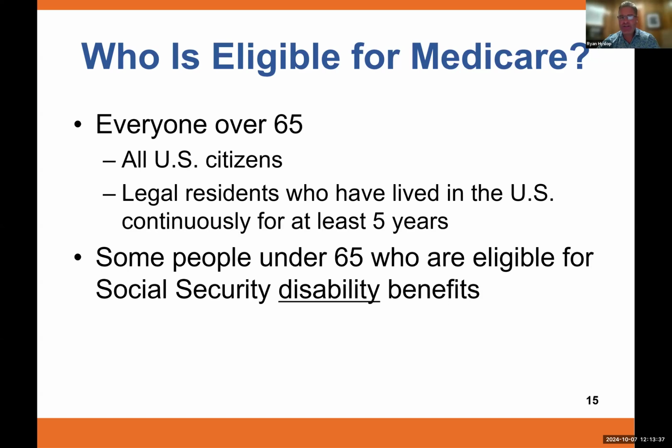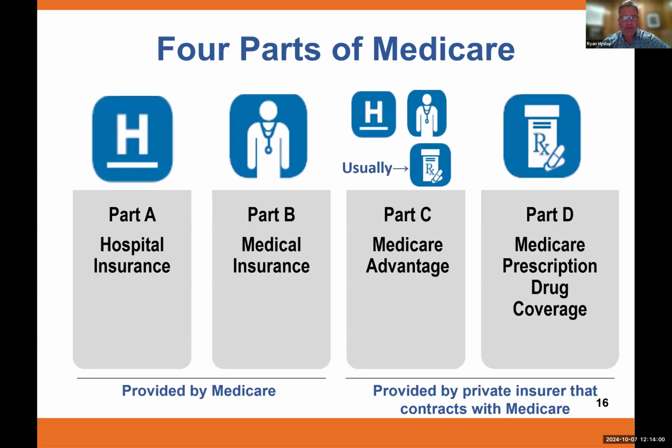Who's eligible? Everyone over age 65, all U.S. citizens, and then legal residents, legal being the primary word there. Legal residents have lived in the U.S. continuously for at least 5 years. Some people under age 65 are eligible for what are called disability benefits or disability Medicare. That's predicated on if you're eligible for disability insurance or Social Security, and that's a totally different subject that I won't cover today.